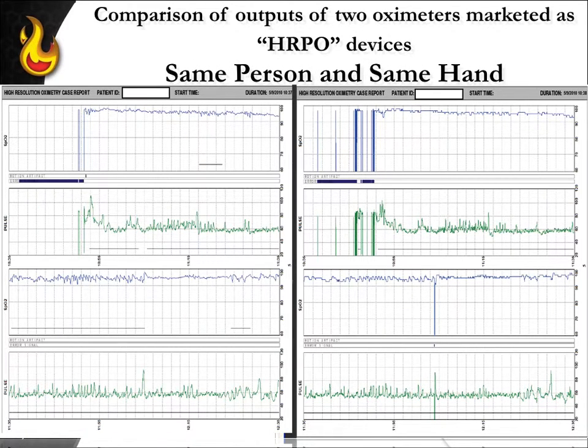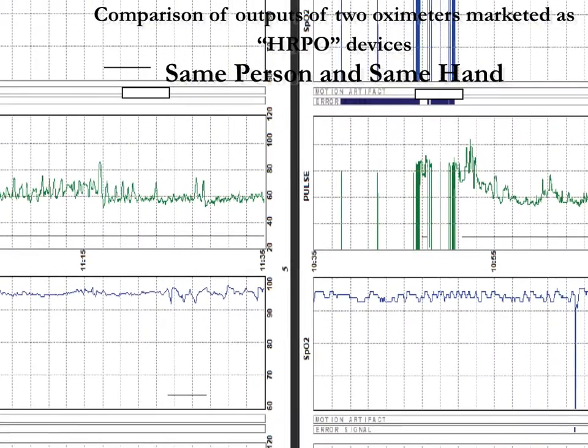Same person, same hand. Again, this is the third page of the high resolution pulse oximetry. The blue line is the SpO2, or the specific pressure of oxygen, and the green is the heart rate. If you look at the one on the right and the one on the left, you'll see some differences, but let's blow them up a little bit, and you'll see there's dramatic differences.